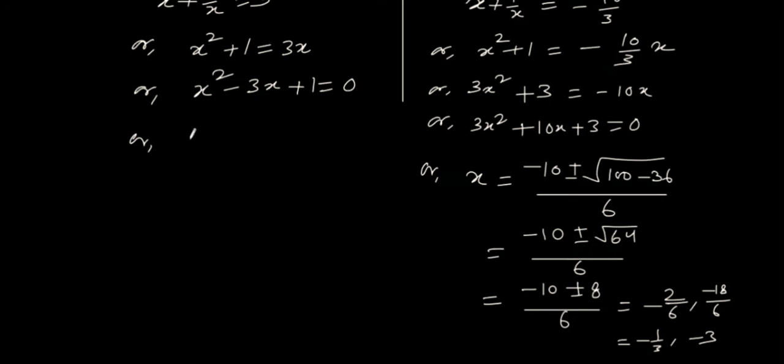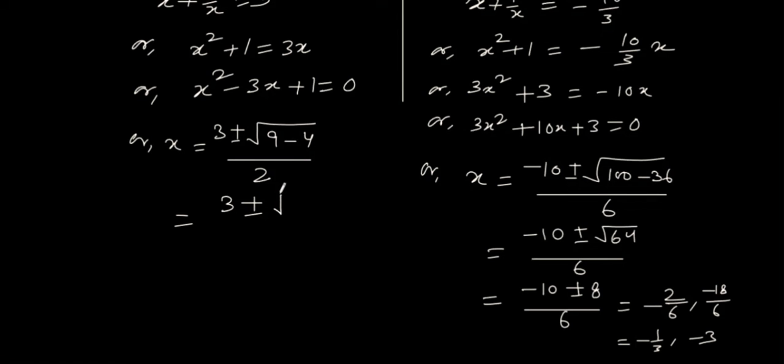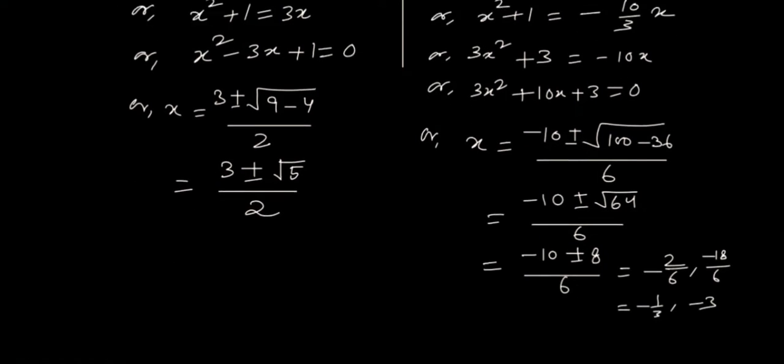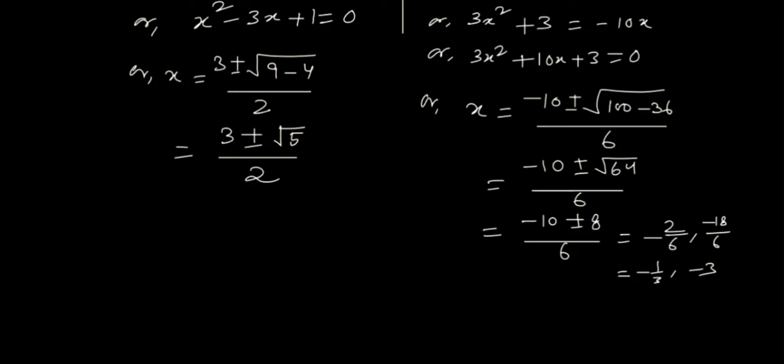And from this equation we'll get x equals 3 plus minus root over 9 minus 4 by 2, and that is 3 plus minus root 5 by 2. So these are the roots of the given equation. Another example.